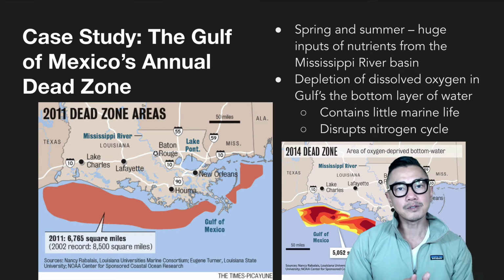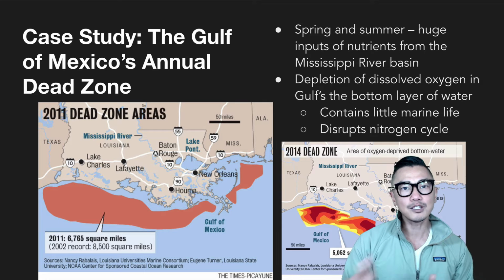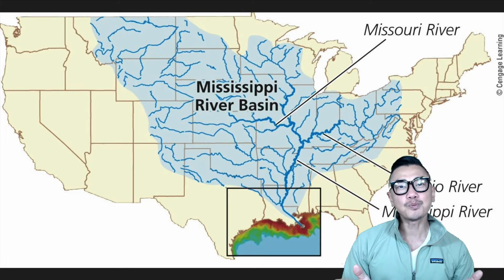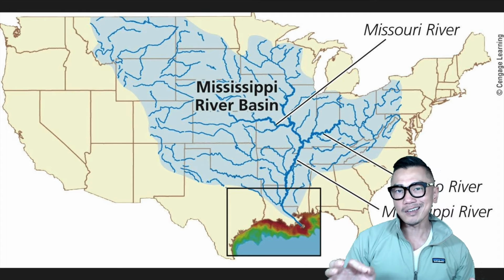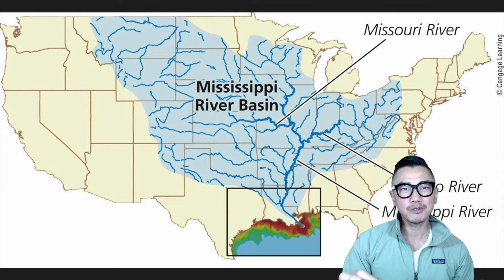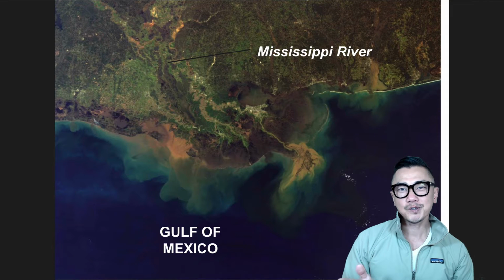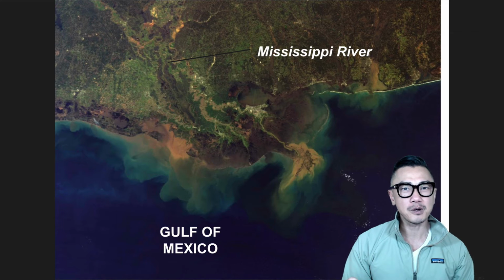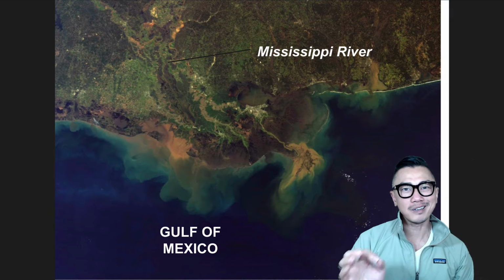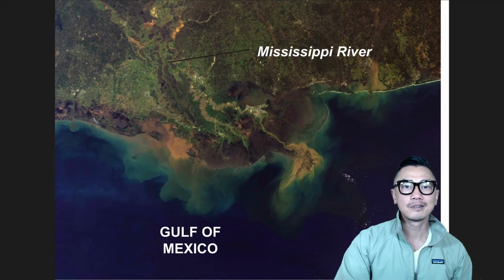The two maps on this slide show the extent of dead zones in the Gulf of Mexico in 2011 and 2014. This map shows the Mississippi River Basin, or watershed. Any agricultural runoff in this area makes its way to the end of the Mississippi River into the Gulf of Mexico. This satellite map shows where the Mississippi River empties into the Gulf of Mexico. It also shows an algae bloom taking place. These algae blooms can lead to the formation of dead zones.